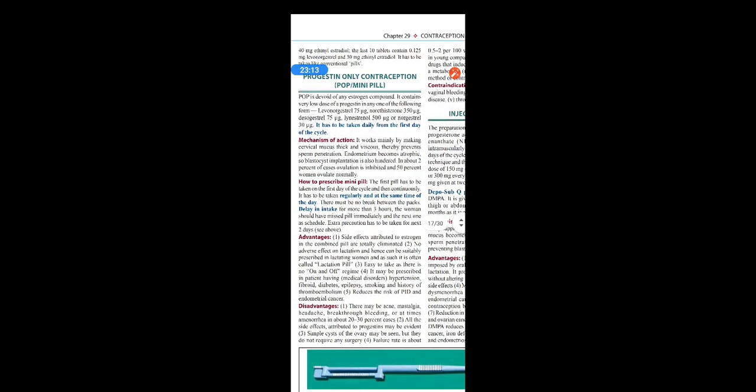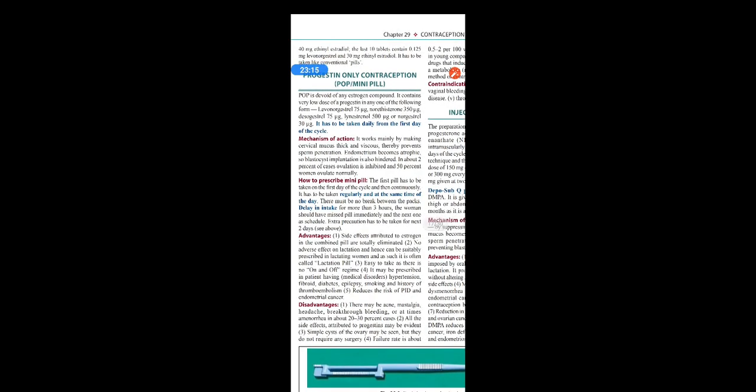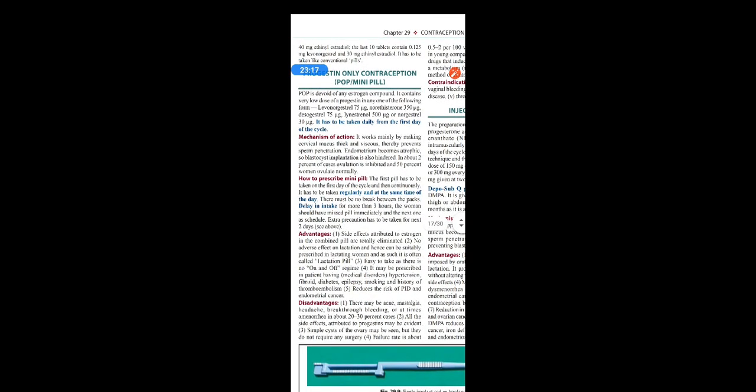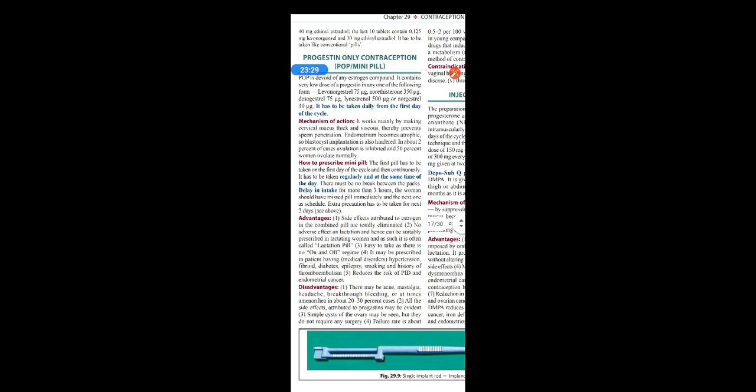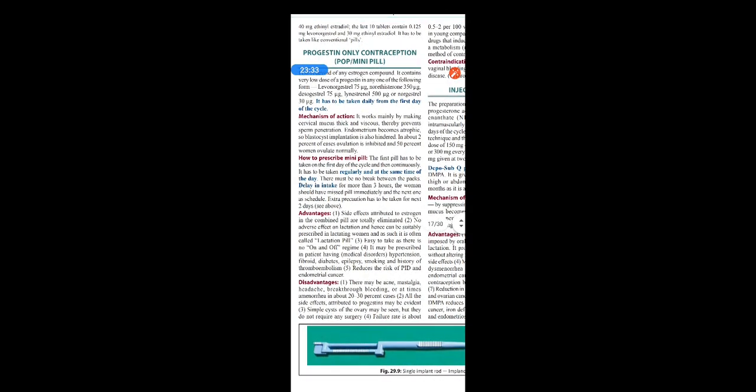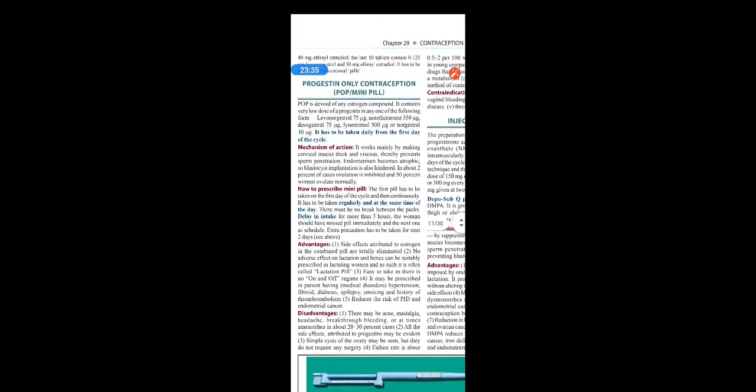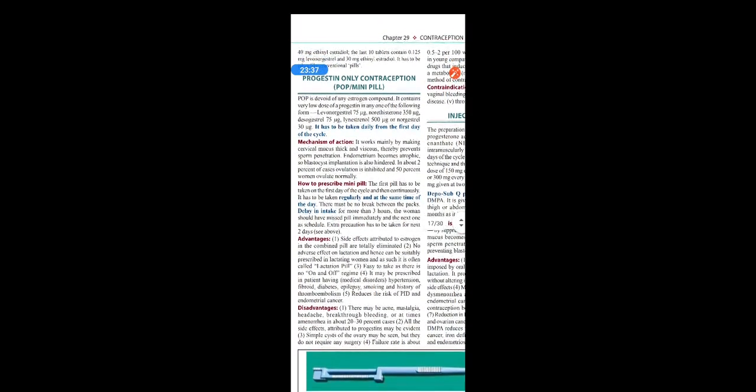It contains very low dose of a progestin in any one of the following forms, that is levonorgestrel 75 microgram, norethisterone 350 microgram, or desogestrel 75 microgram, lynestrenol 500 microgram, or norgestrel 30 microgram. It has to be taken daily from the first day of the cycle. So it is called as progesterone only pills because it contains only progesterone. It is devoid of any estrogen.